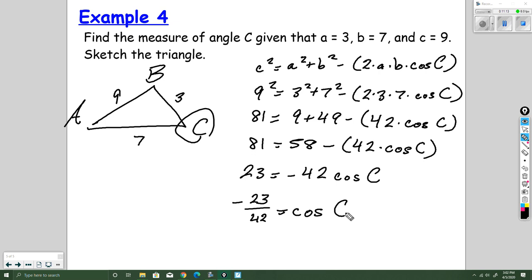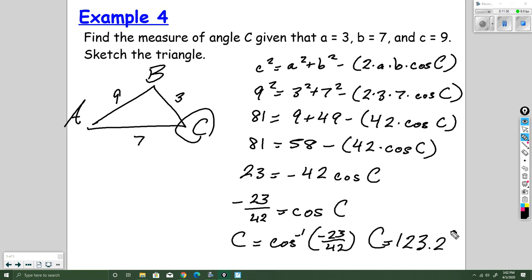And then to solve for C, like we were saying before, just take inverse cosine. That's how we can get rid of cosine. So C equals inverse cosine of the ratio negative 23 on 42. And that gives us 123.2 degrees for angle C.